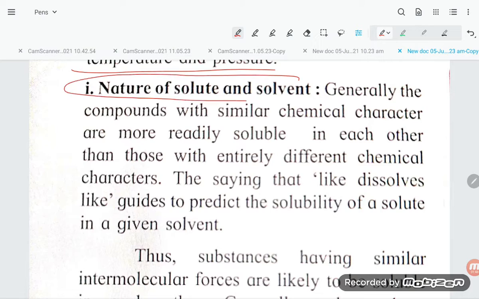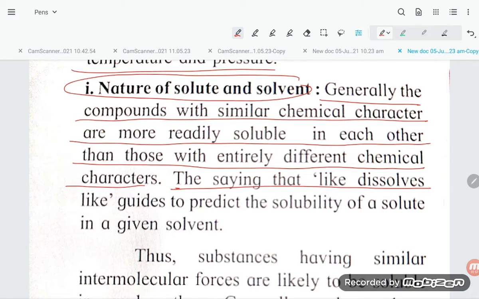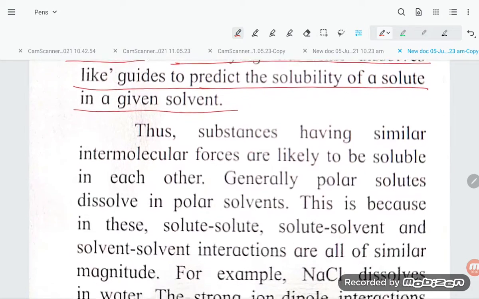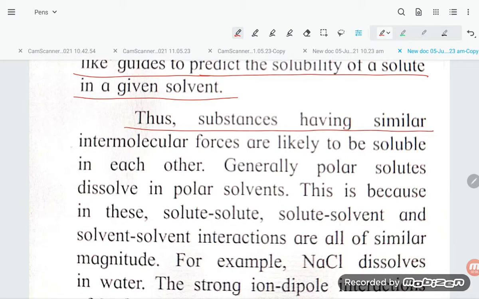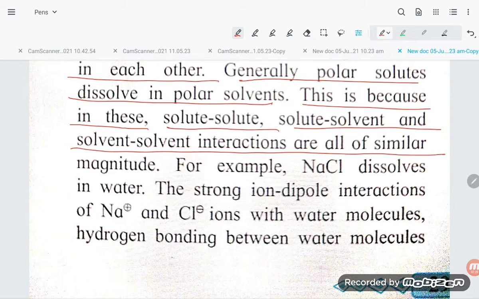Take the nature of the solute. Generally, compounds with similar chemical character are more readily soluble in each other than those with entirely different chemical character. The saying "like dissolves like" guides us to predict the solubility of a solute in a given solvent. Thus, substances having similar intermolecular forces are likely to be soluble in each other. Generally, polar solutes dissolve in polar solvents. This is because in these, the solute-solute, solvent-solvent and solute-solvent interactions are all similar in magnitude.